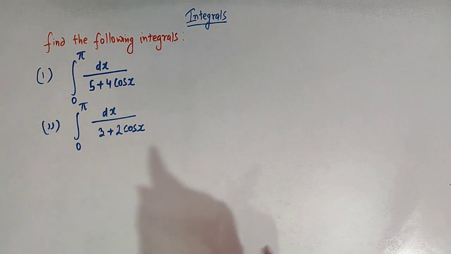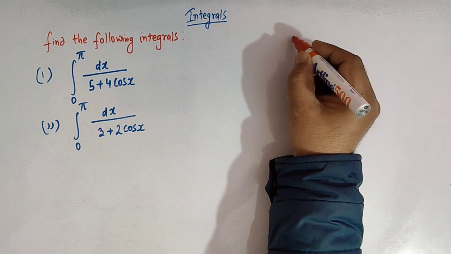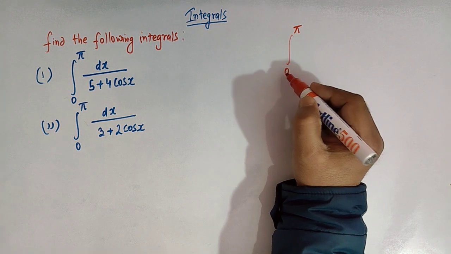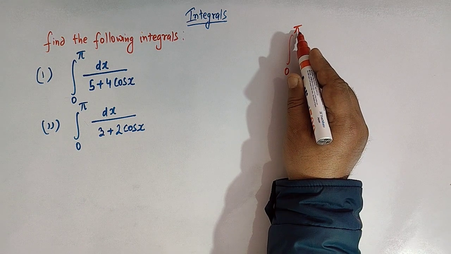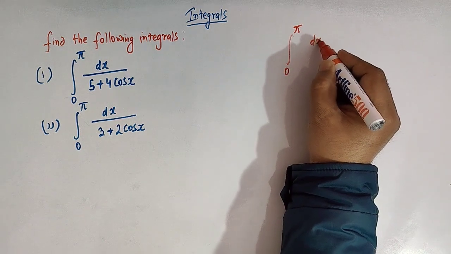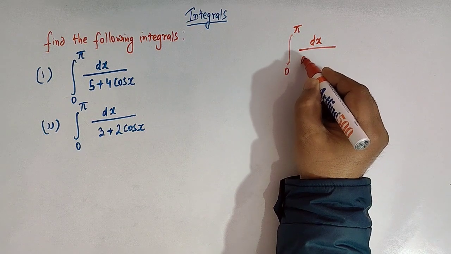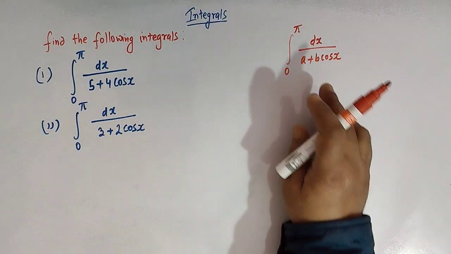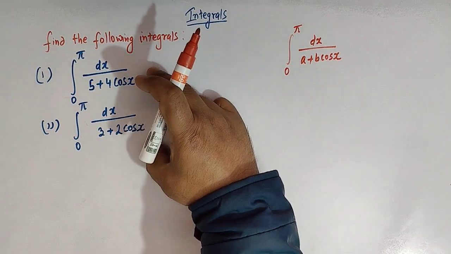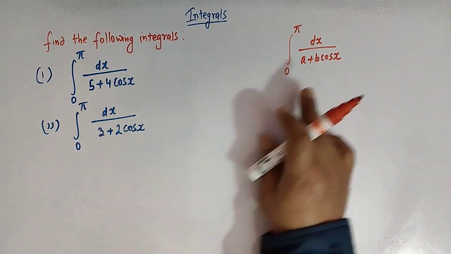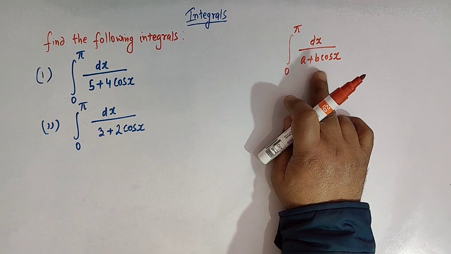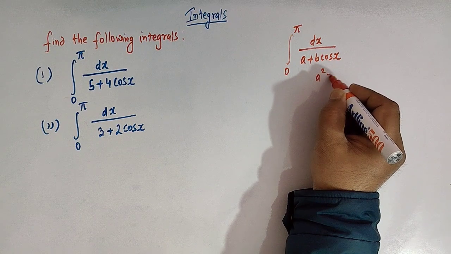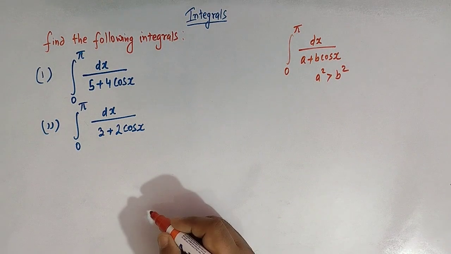So now if we write the general integral, then we can write 0 to pi. Here the limits are from 0 to pi. So the lower limit is 0, the upper limit is pi, and the integrand is 1 over a plus b times cosine of x. So we can now easily see that these two integrals resemble this integral. And here there is one condition, that is a square must be greater than b square.